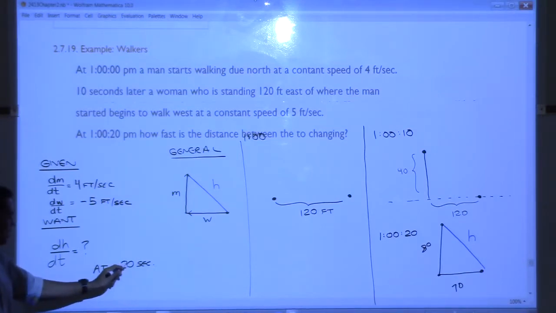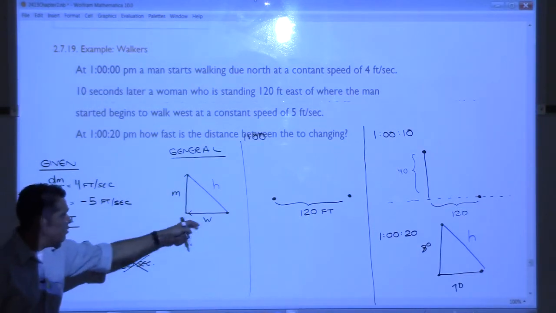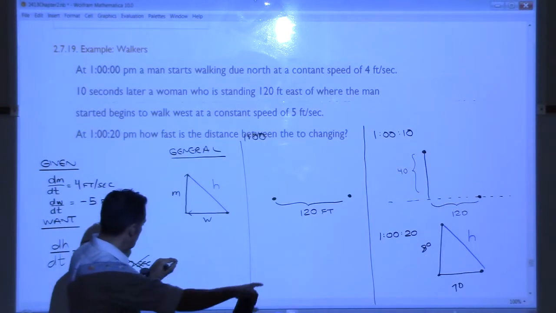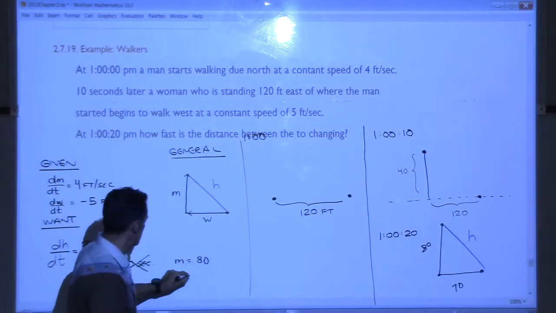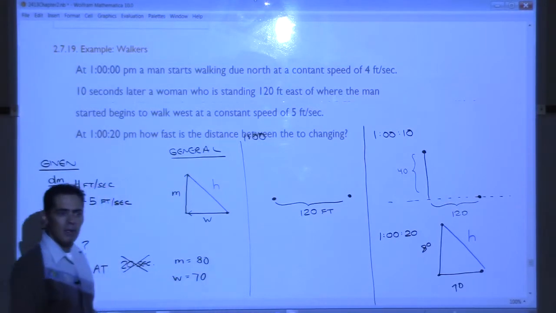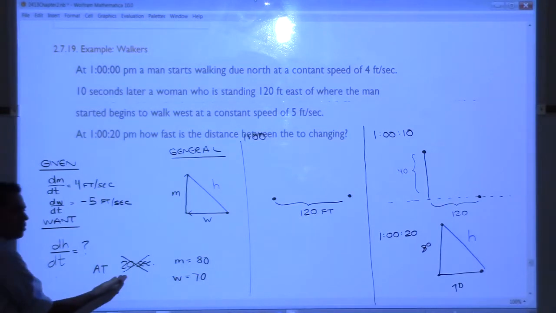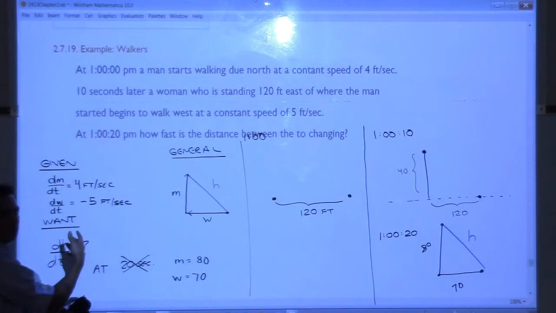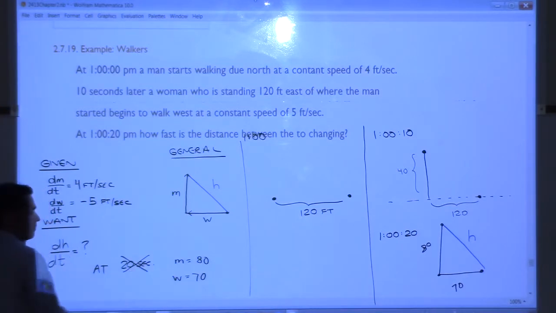But we can actually change this now, because at 20 seconds, do we know what M and W are? At 20 seconds, what was M? 80, right? And W is 70. See, we already did that work. If we come up with an equation, plugging 20 seconds into it isn't going to work because our equation doesn't have seconds in it. But we can use the 20 seconds to figure out what their distances actually are at that moment in time.